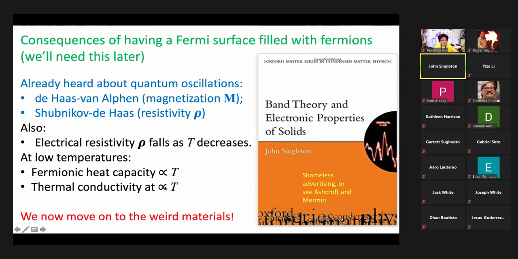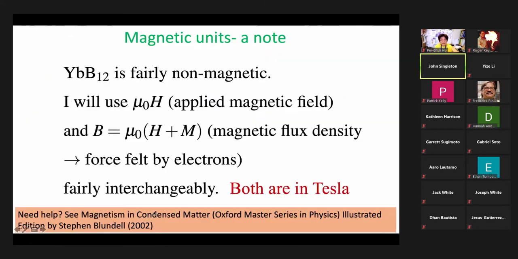And also at low temperatures, a thermal conductivity that's proportional to the temperature. And Pei Chun mentioned my textbook at the beginning, so here's a piece of shameless advertising, but you could also use Ashcroft and Mermin to revise these things. So now we've done conventional metals, we're going to move on to the weird materials.